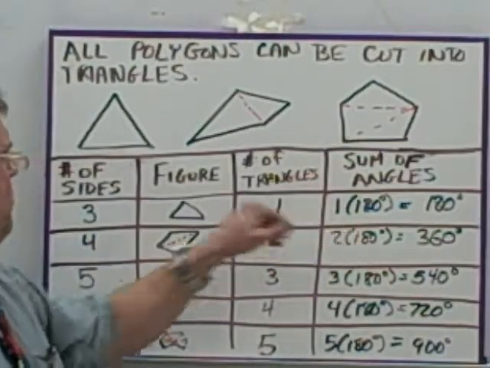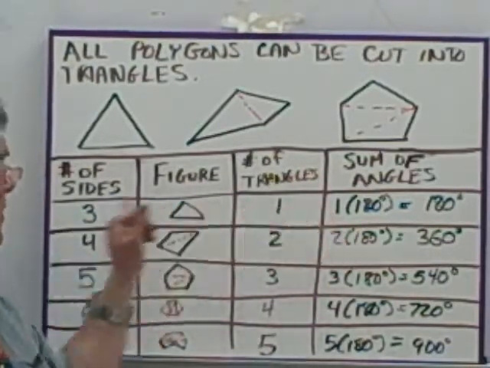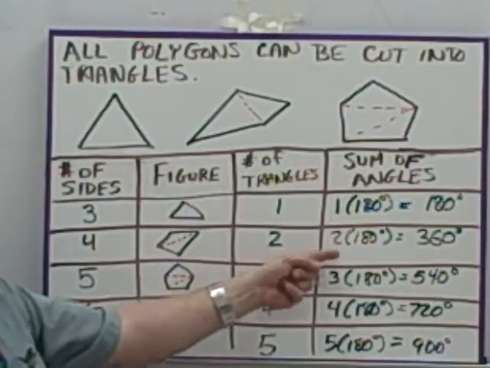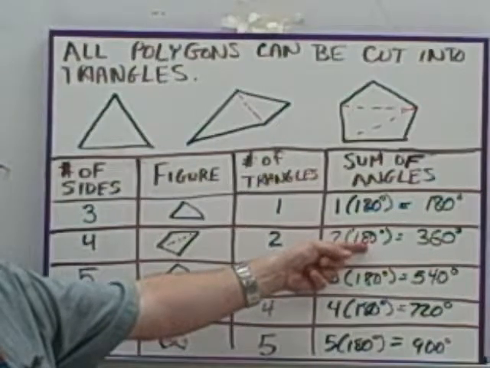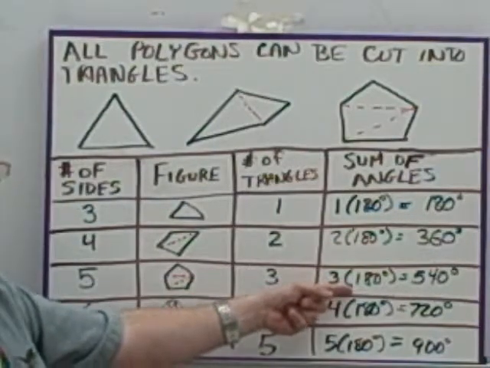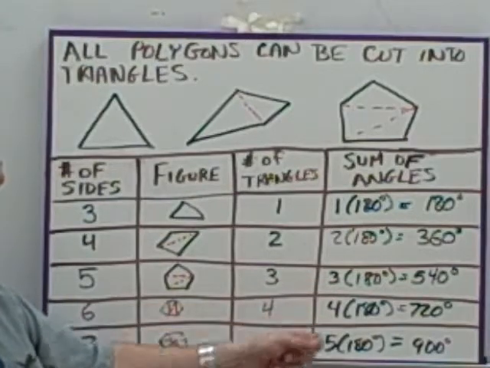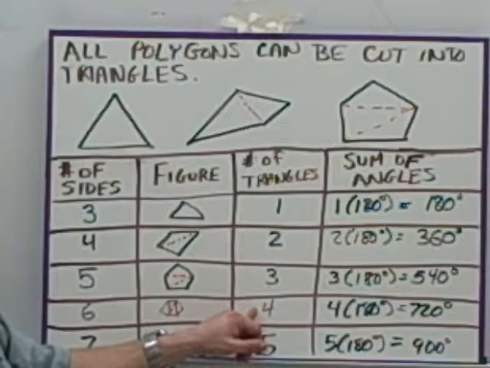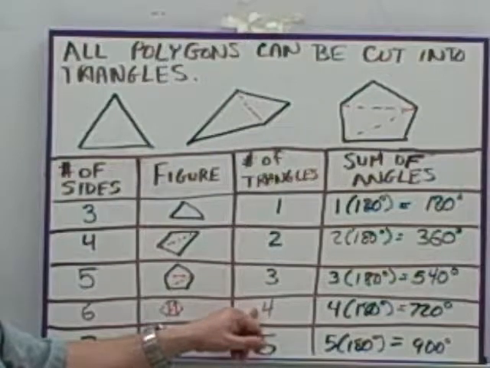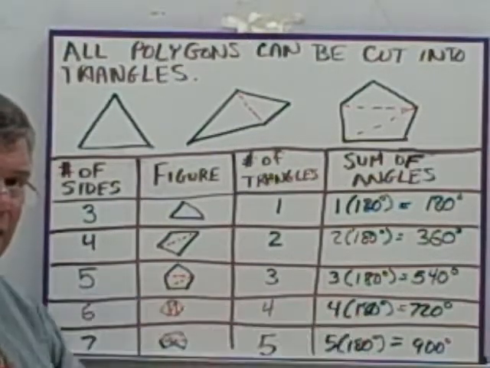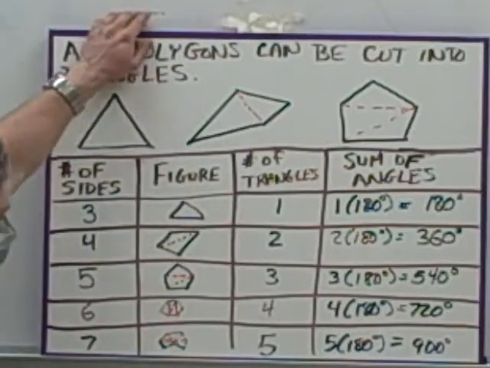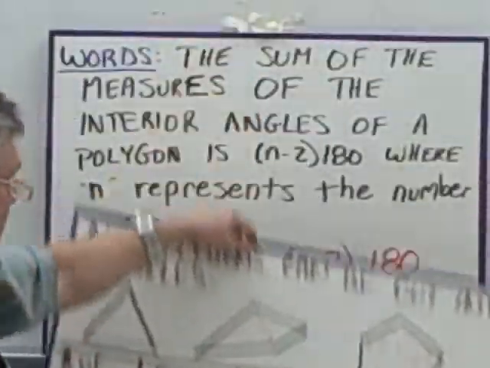So for 3, you would multiply by... a 3-sided figure gets multiplied 180 by 1. A 4-sided figure gets multiplied by 2. 5 gets multiplied by 3, 6 by 4. It looks like if we take this number and subtract 2 from it, that will give us the number of triangles that get formed by it. Multiply that by 180, and I'll get the sum of all the angles. And there's a formula that says just that.